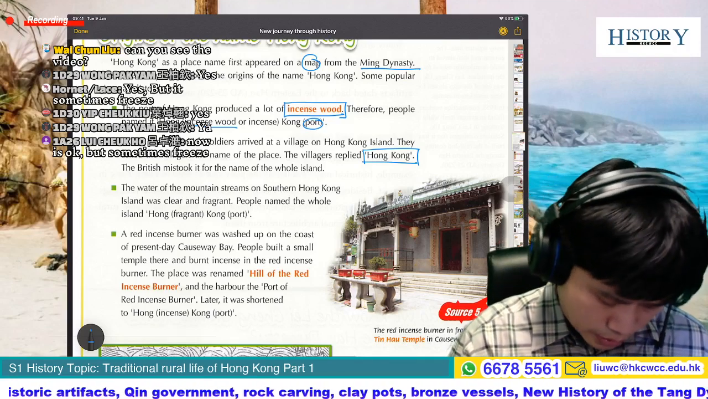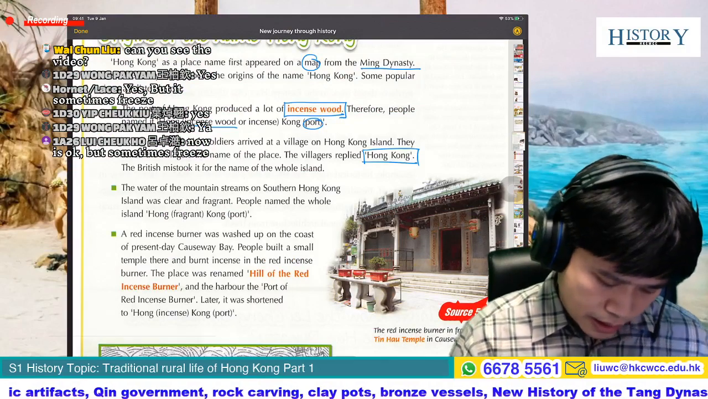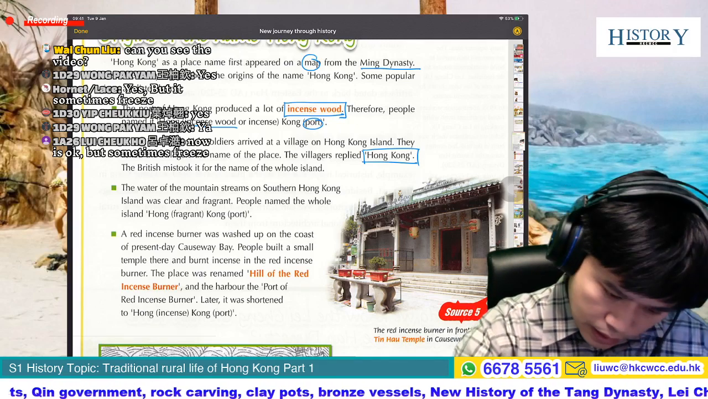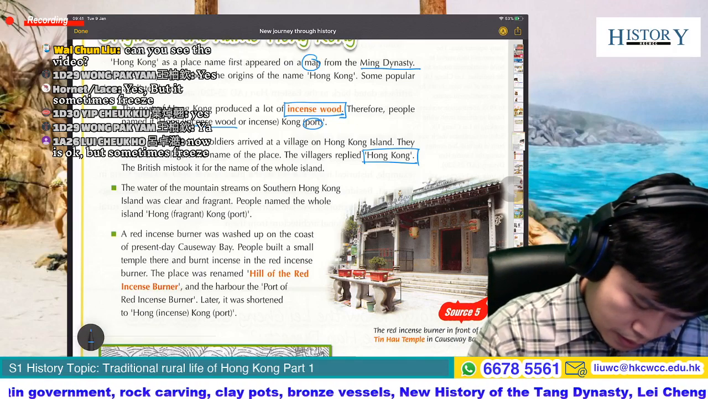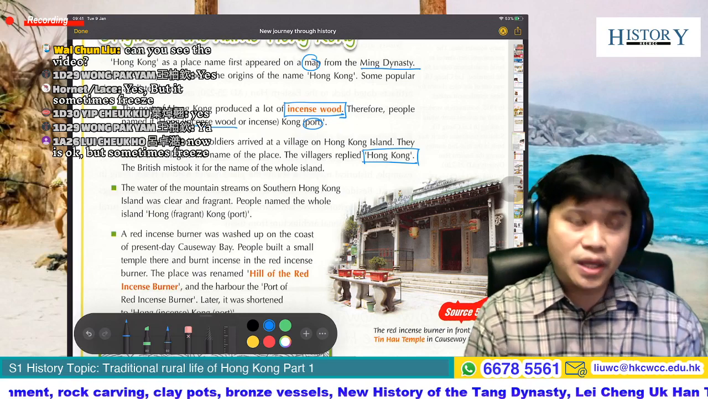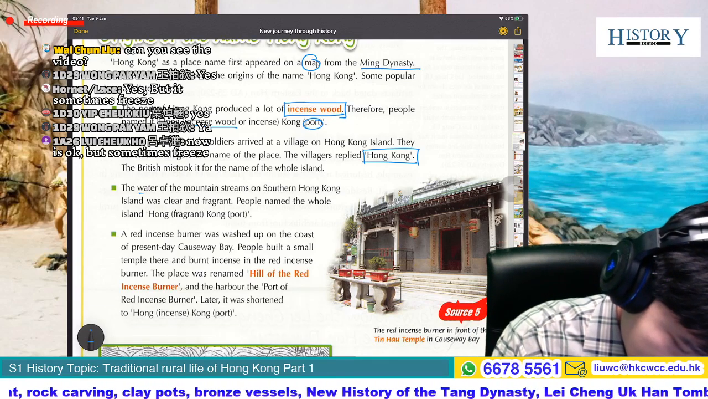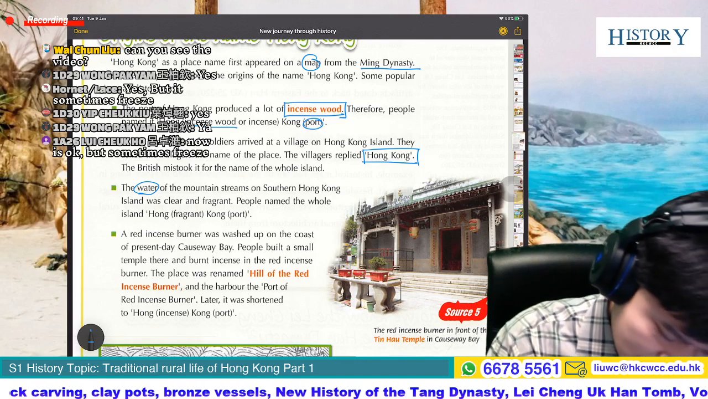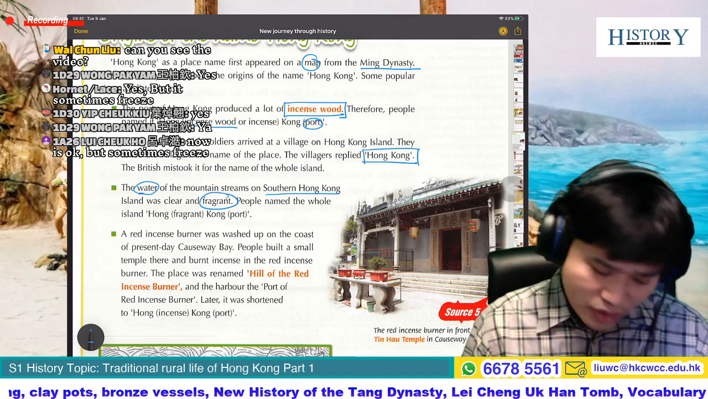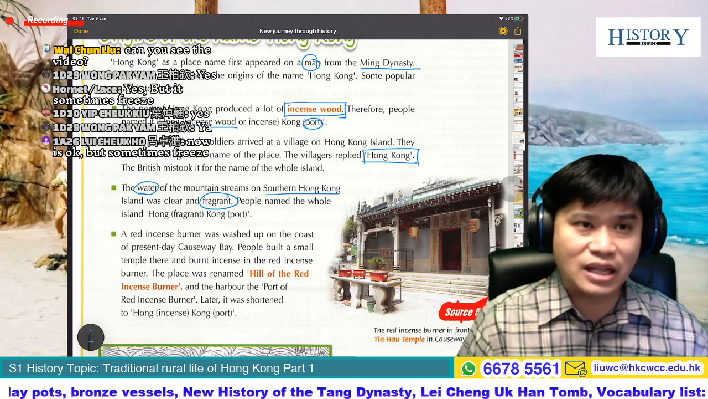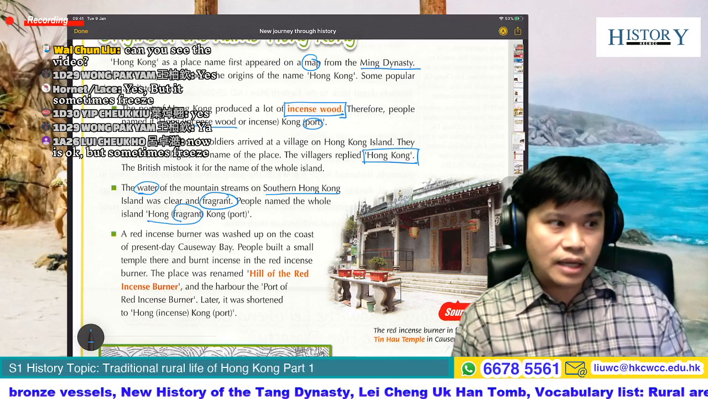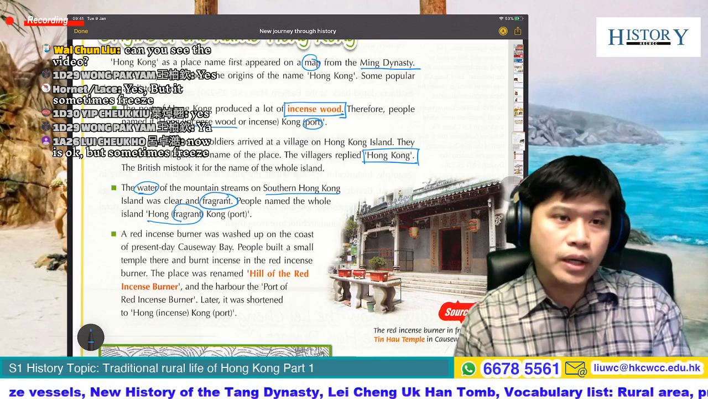Where do we stop? Okay, here: the name of Hong Kong. Another explanation is that people say the water of the mountain stream in southern Hong Kong Island was clear and fragrant. So people named the whole island Hong Kong, 香, the fragrant sort of scent.